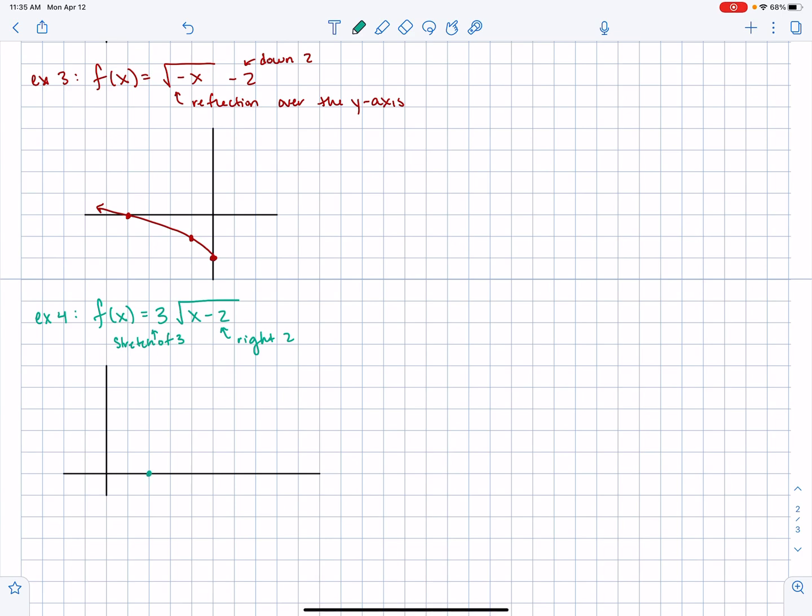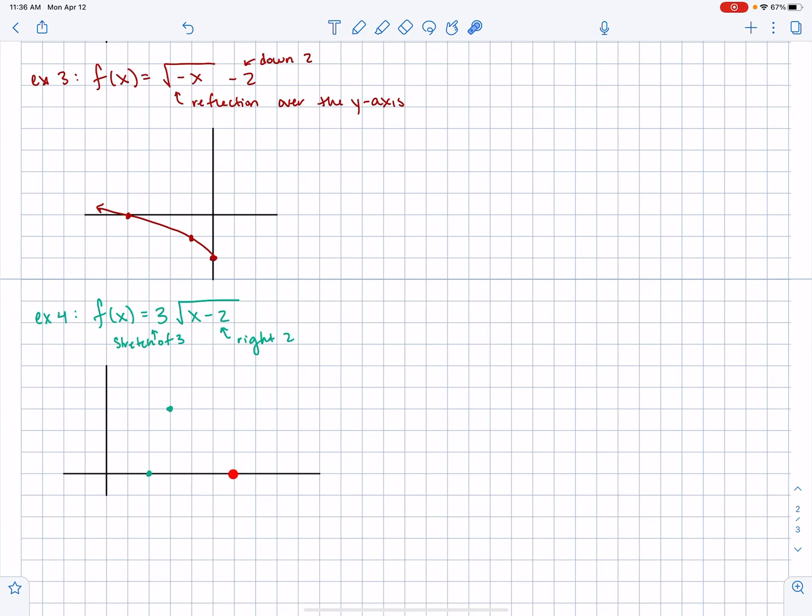All right, now we're going to go ahead and stretch it by 3. So normally I would go over 1, up 1, and I would plot my point right here. But we need to stretch our output by 3. So now I'm going to go over 1, up 3, and that's my new output. Just like we did with our parabolas and any of our other functions, we stretched them out. So normally from this point I'd go over 4, 1, 2, 3, 4, and up.